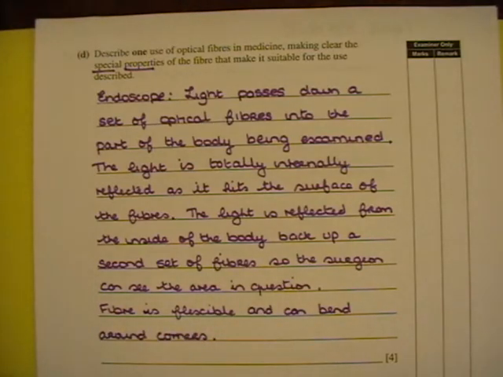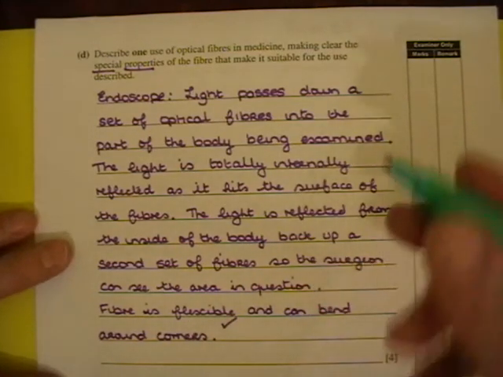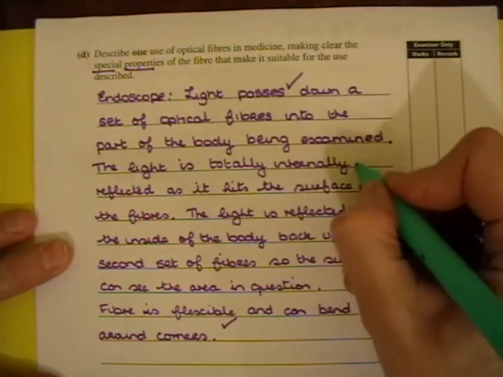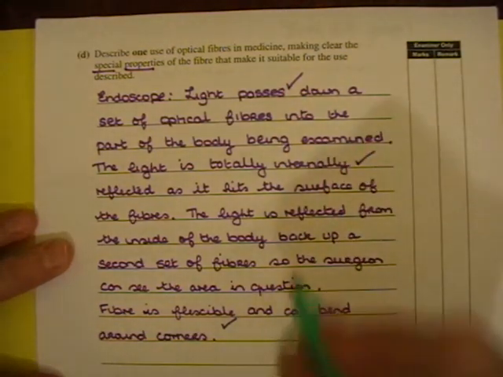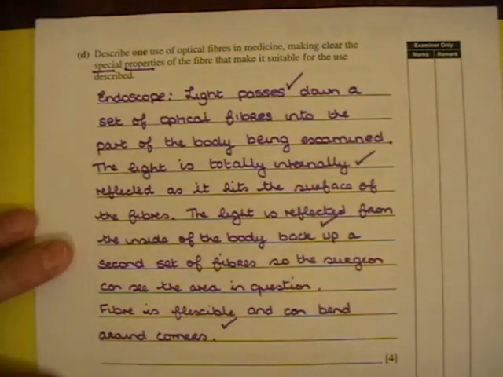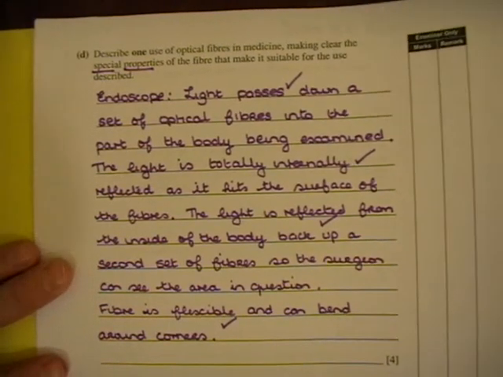So in the mark scheme, you would get a mark for saying that the fibre was flexible. You would get a mark for saying light passes down the optical fibres, that the light's been totally internally reflected, and then it's been reflected up from the inside of the body into the surgeon's eyes. And provided you've got several sentences which are fairly correct, you should get your quality of written communication mark.